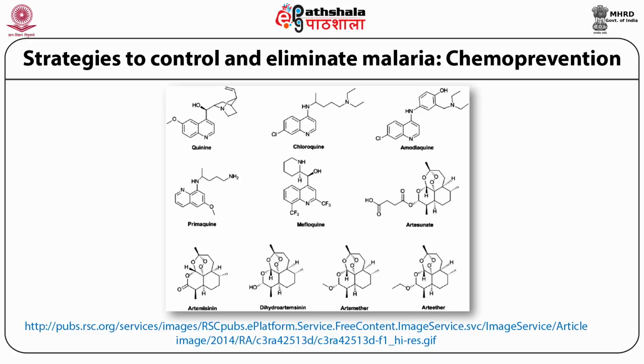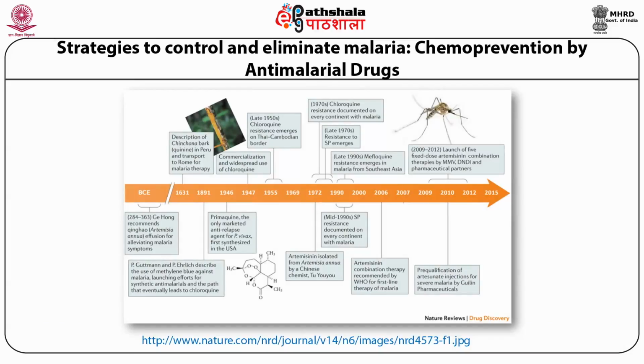So in this picture, the various antimalarial drugs are shown, which include quinine, chloroquine, amodiaquine, primaquine, mefloquine, artemisinin and its derivatives, which include artesunate, dihydroartemisinin, artemether and arteether. The timeline shown here shows the various developmental processes in the discovery of antimalarial drugs.